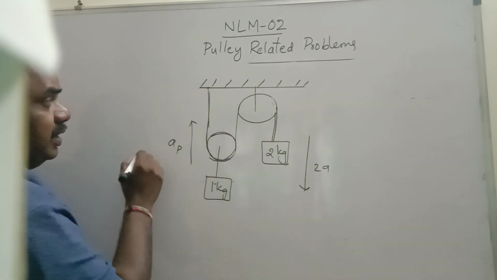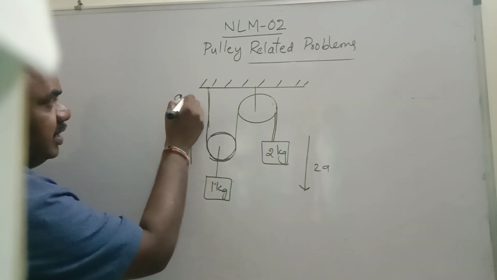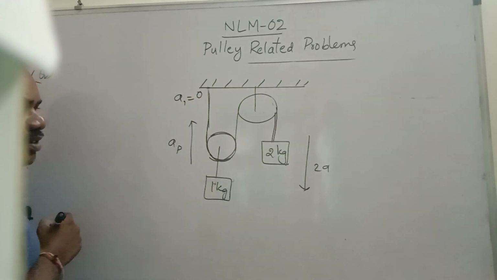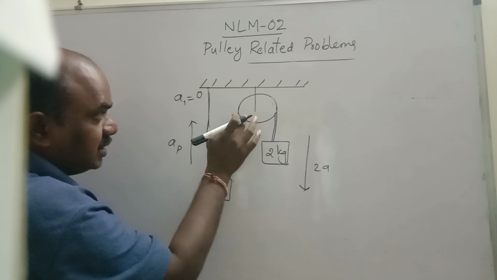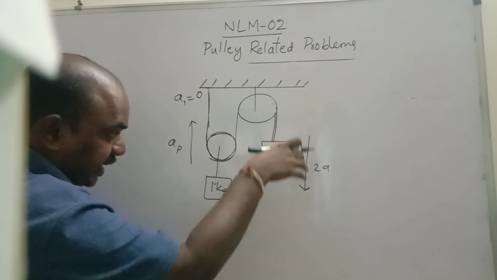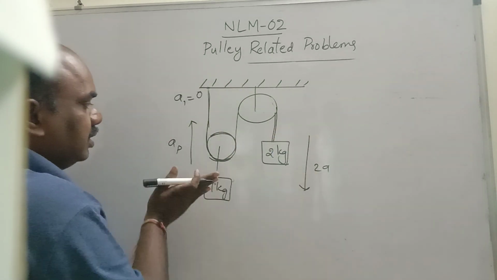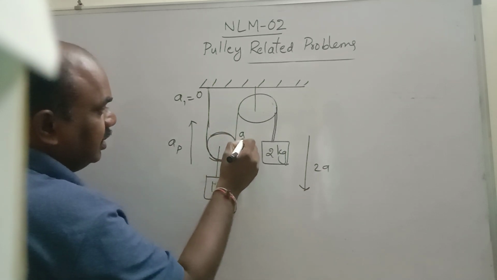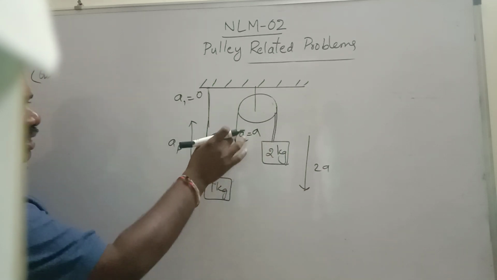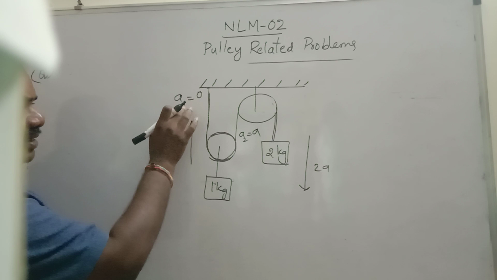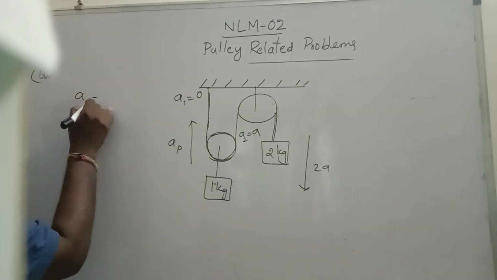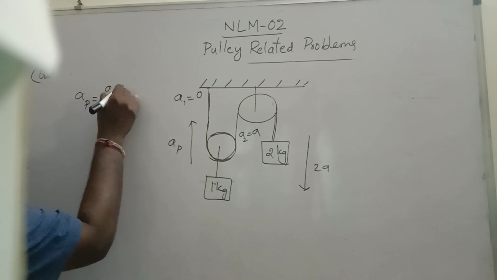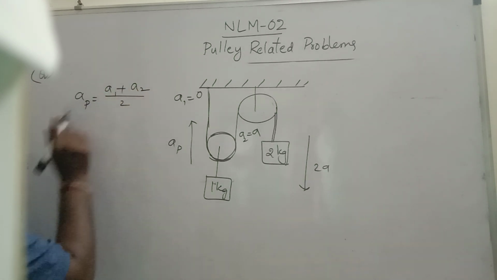Here the string is fixed. So here acceleration is 0. That means the first acceleration will be 0. Only this pulley is going up. This pulley is going up because of this pulley. That means it is accelerating downwards with A. This string is accelerating with A2 equal to A. Let us consider acceleration of this string is A. This string is 0. Now what is the acceleration of the movable pulley? Movable pulley, what is the formula? (A1 plus A2) by 2 with sign.